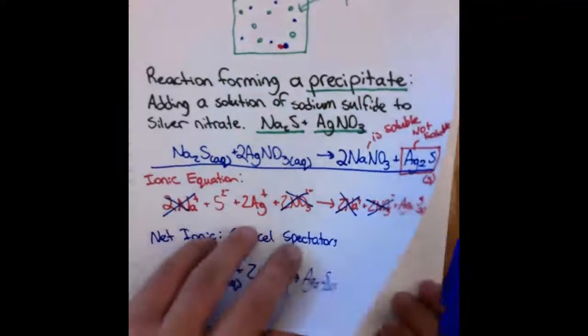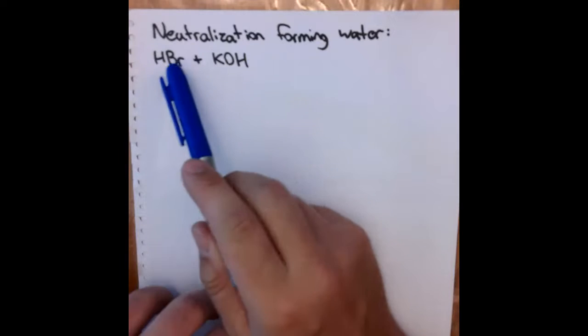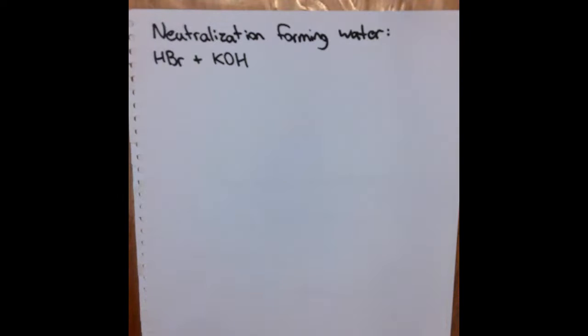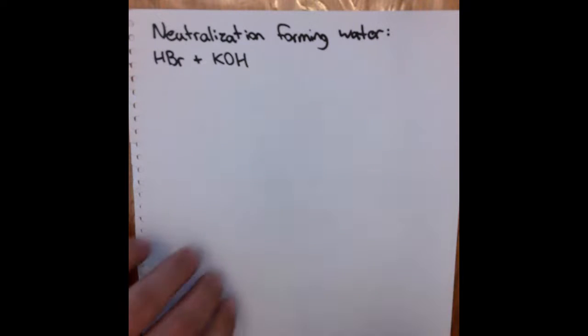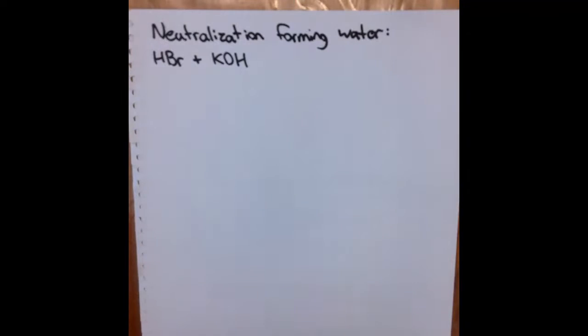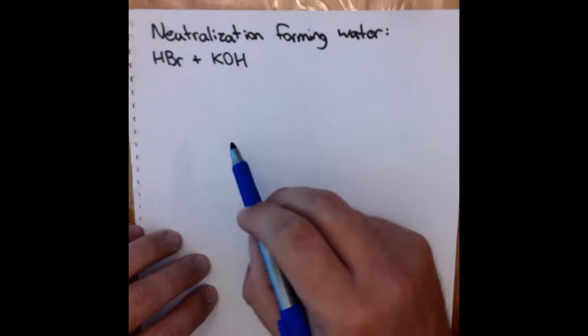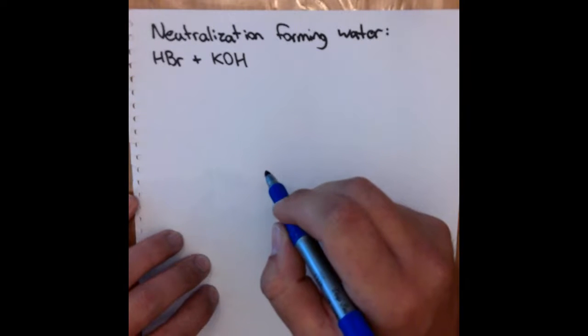However, this is not the only thing that we can look at. We can also look at a neutralization reaction that forms water. And with this one, we're taking potassium hydroxide and reacting it with hydrogen bromide, or hydrobromic acid. And whenever we have an acid and a base reacting together, we know that those two things are going to end up forming water. So again, we're going to start out by just writing out our general balanced equation.